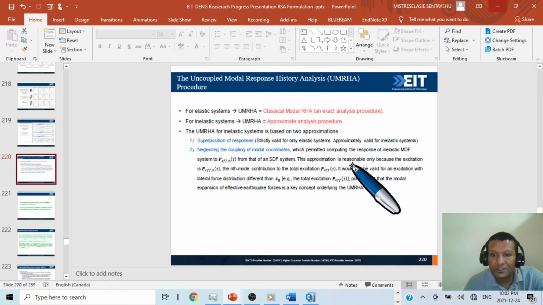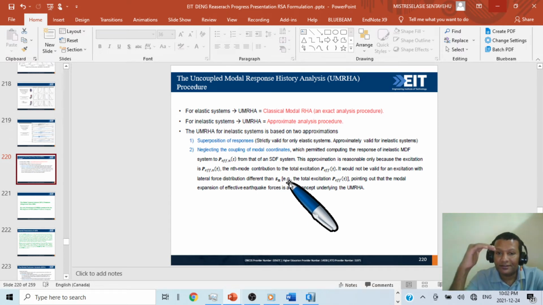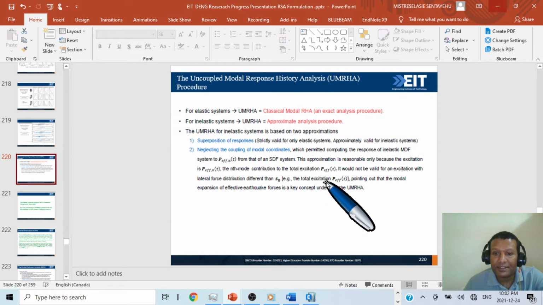This approximation is reasonable only because the excitation is P effective, the nth mode contribution to the total excitation P effective. So this modal expansion concept would not be valid for an excitation with a lateral force distribution different than S_n. We have S_n, so only for that mode it works, for the total excitation P effective.